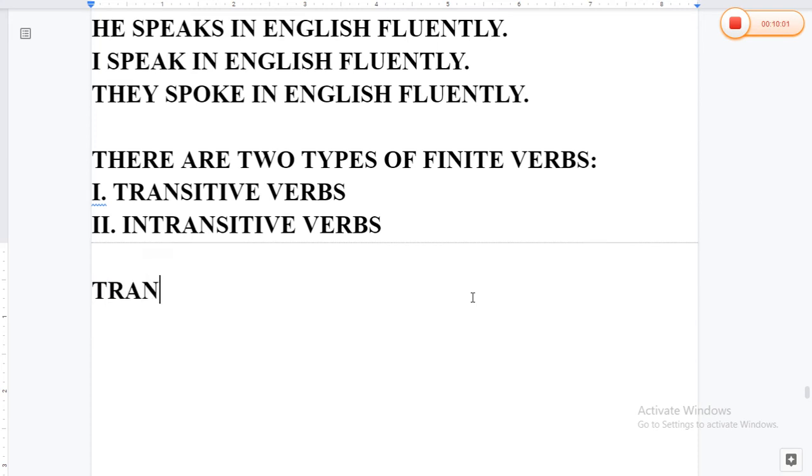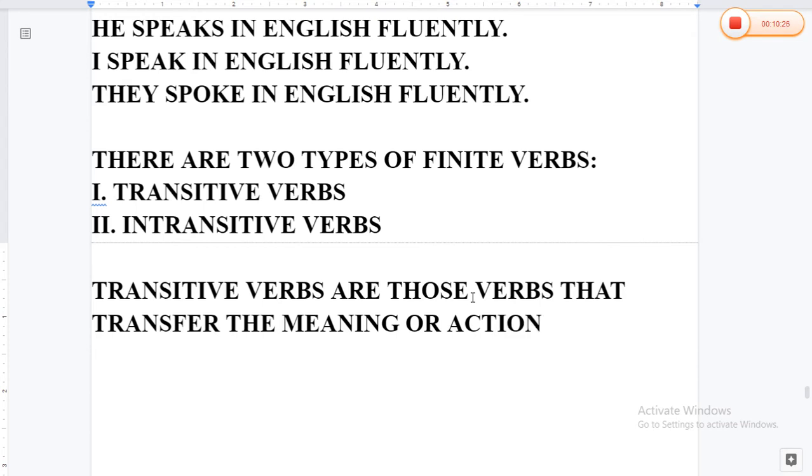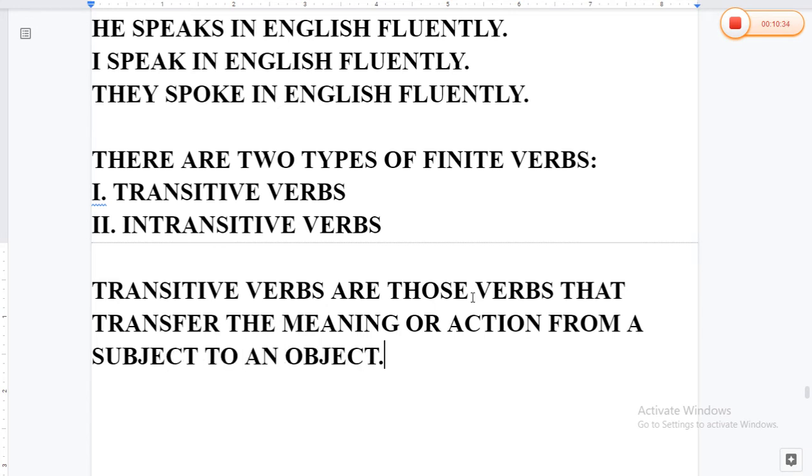Transitive verbs are those verbs that transfer the meaning or action from a subject to an object. Transitive verbs are those verbs that transfer the meaning or action from a subject to object.